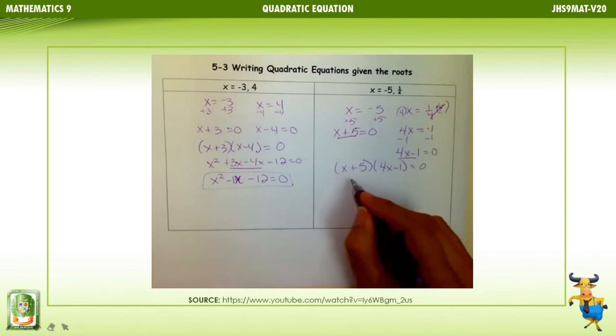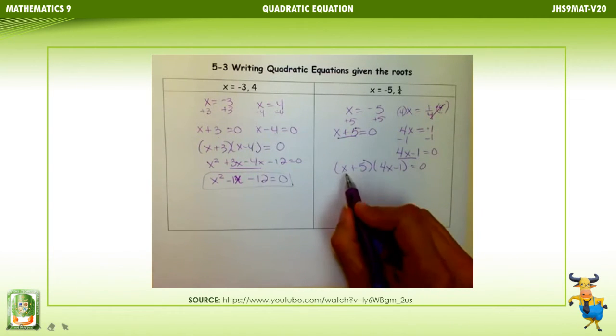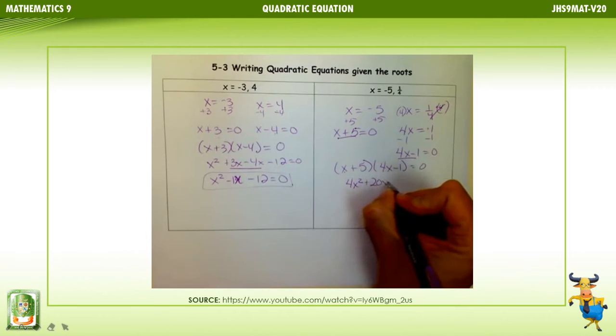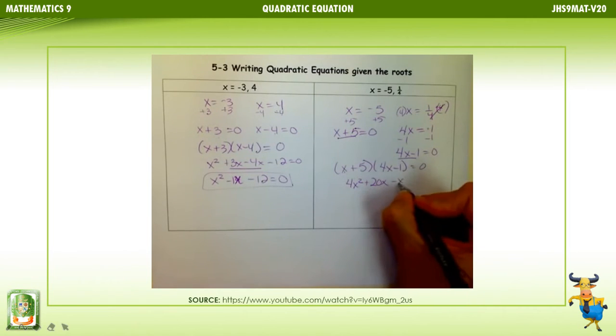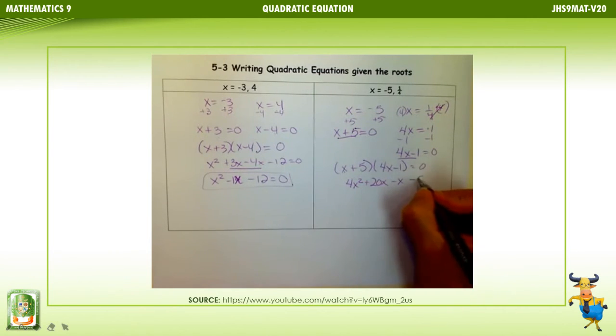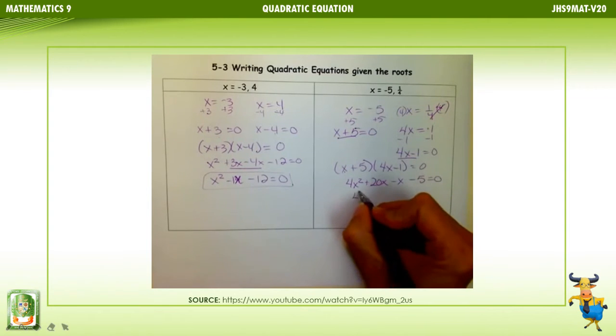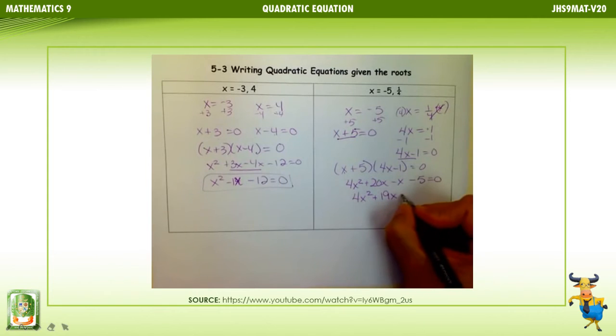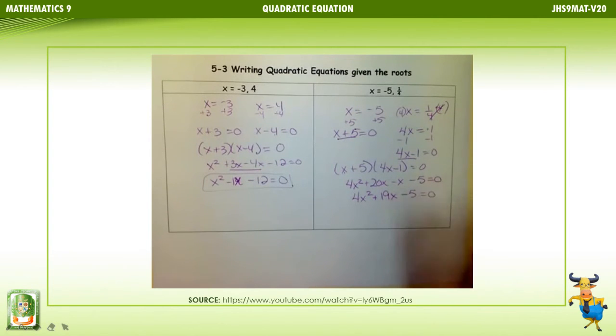FOIL to find the quadratic form of the equation, not the factored form. X times 4x is 4x squared, plus 20x, my inners, my outers, minus x, my lasts, -5. So if I simplify combining like terms, I get 4x squared plus 19x minus 5 equals 0. And that is the quadratic equation.